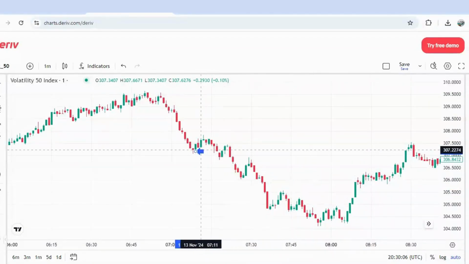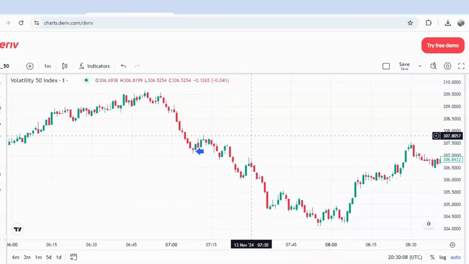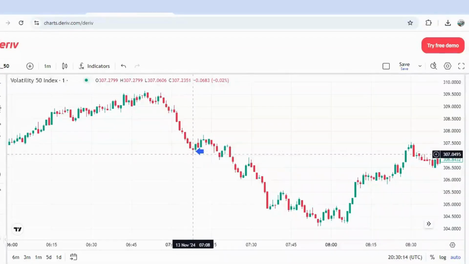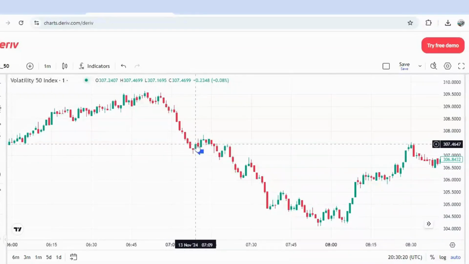That's why I have emphasized drawing your support and resistance, so that you can know when it reaches that point. You can see this one, it's another hammer. You can see it created a confirmation like the one I have told you, that you have to enter the market after a confirmation. So let's say you entered with this one.